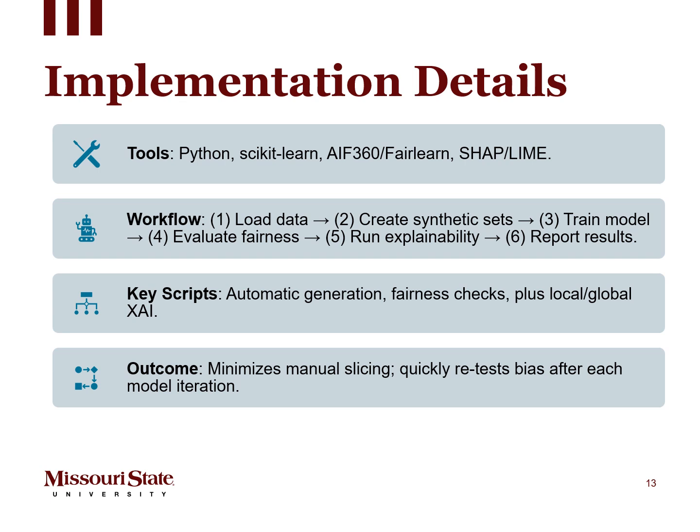Second, we generate synthetic datasets, either balanced or with counterfactual flips of the protected attribute. Third, we run fairness metrics to check for disparate impact or demographic parity differences. And fourth, we apply SHAP or LIME so that if the metrics indicate bias, we know which features are likely driving it.